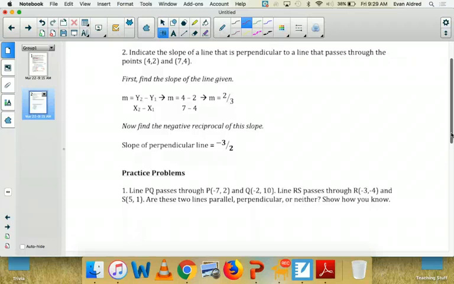So let's read it. Question 2, we're going to indicate the slope of a line that is perpendicular to a line that passes through the points (4, 2) and (7, 4). So again, the wording here is maybe a little confusing, but we want to find the slope of a line that's perpendicular to a line that's given. So in order to figure out a perpendicular slope, we have to find the slope of the line that's given.